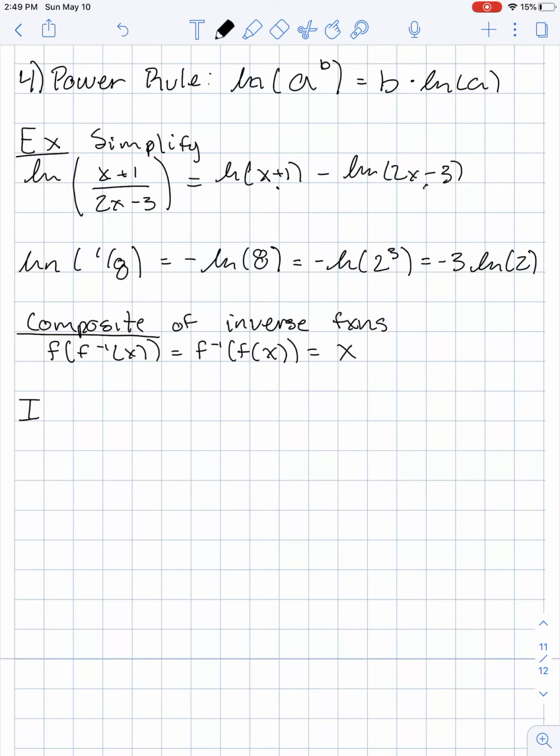So what about, those were natural log rules, right? We talked about log with base e, but what about the inverse of a to the x and log base a?